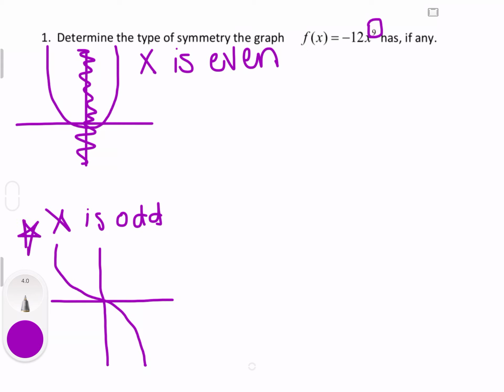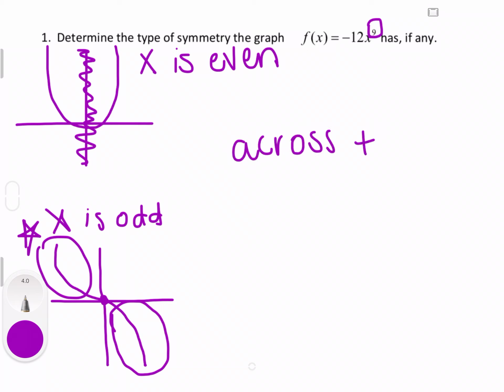So here, if we folded the graph on the y-axis, then those two parts of the graph would line up with each other. But here, where x is odd, you can't fold it on the y-axis and you can't fold it on the x-axis. You have to fold it on the origin so that this quadrant here lines up with this one over here. And so here our exponent is a 9 in the graph that we're looking at. And so we know because x is odd, then we're going to have symmetry across the origin.